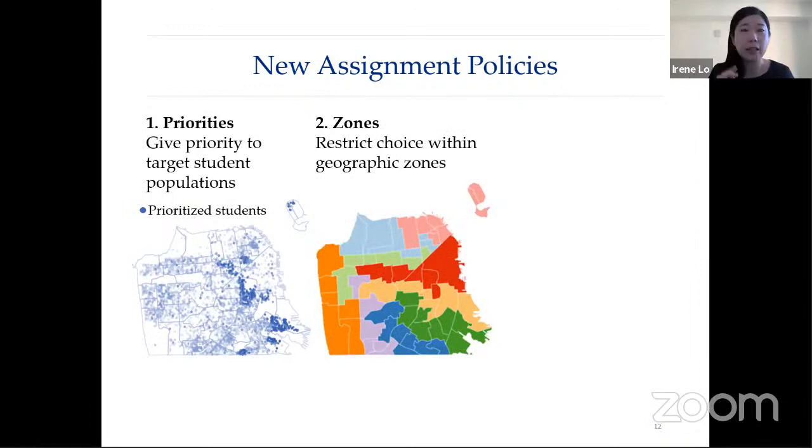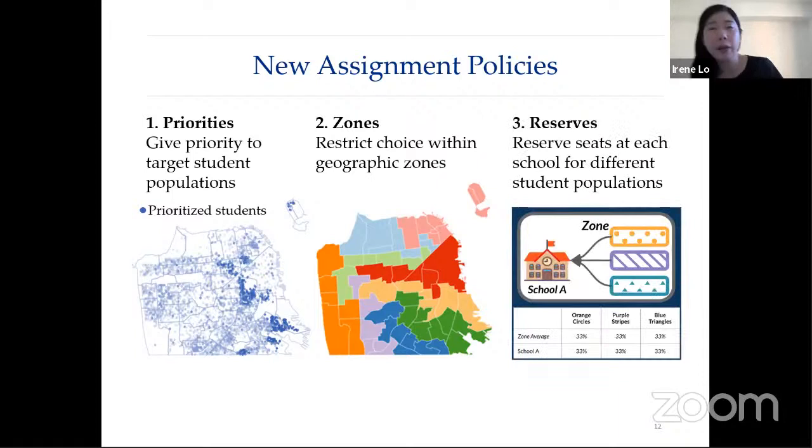The second tool or lever that we considered was using zones. The idea here is, instead of letting everyone choose between all 70 different programs in the district, we're going to restrict you to choose within a geographic zone. So for example, if you live in the orange zone, then you can only choose a school from the orange zone. This helped us restrict so that people were choosing from between 10 to 12 different programs instead of from between 70-something different programs.